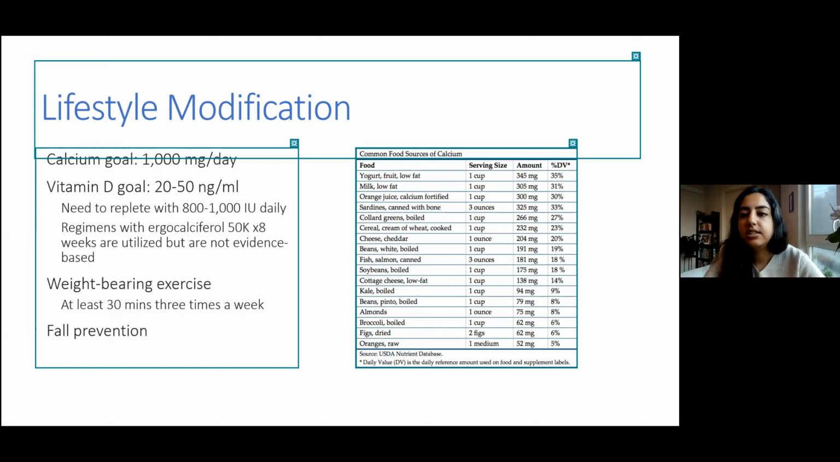Y'all might have seen these regimens where if someone's severely deficient, then you should replete them with ergocalciferol, 50,000 units weekly for 8 weeks to catch them up. And that's heavily utilized clinically, but there's no evidence to suggest that that's efficacious. So if a prescription for ergocalciferol is not attainable for your patient, or they can't afford it, there's no reason to push for the ergo 50K regimen over just 1,000 daily to catch them up.